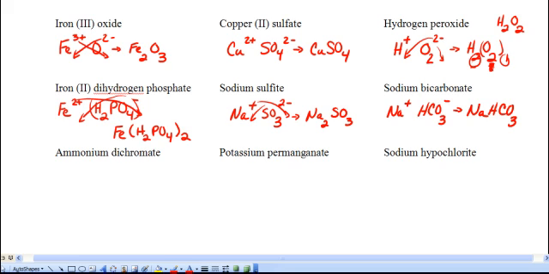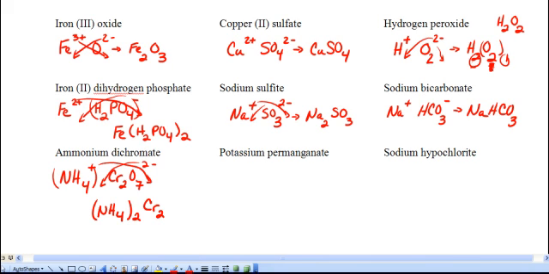Scrolling down. Ammonium dichromate. This is good stuff. Ammonium is NH4 plus 1. Dichromate, Cr2O7 with a 2 minus charge. Crisscross the numbers. The 2 goes with the entire ammonium. The 1 goes on the outside of the dichromate. So you have (NH4)2Cr2O7. That's a little bit more complicated, but it's still the exact same rules.